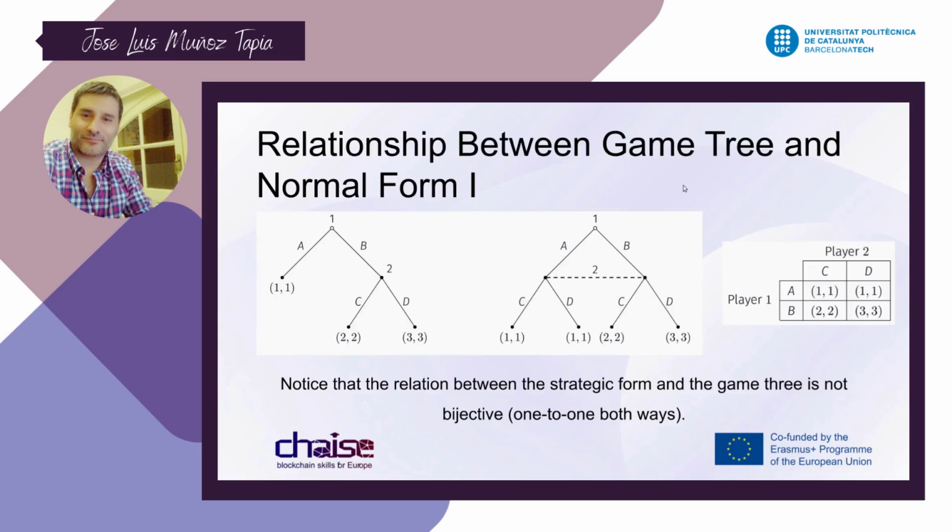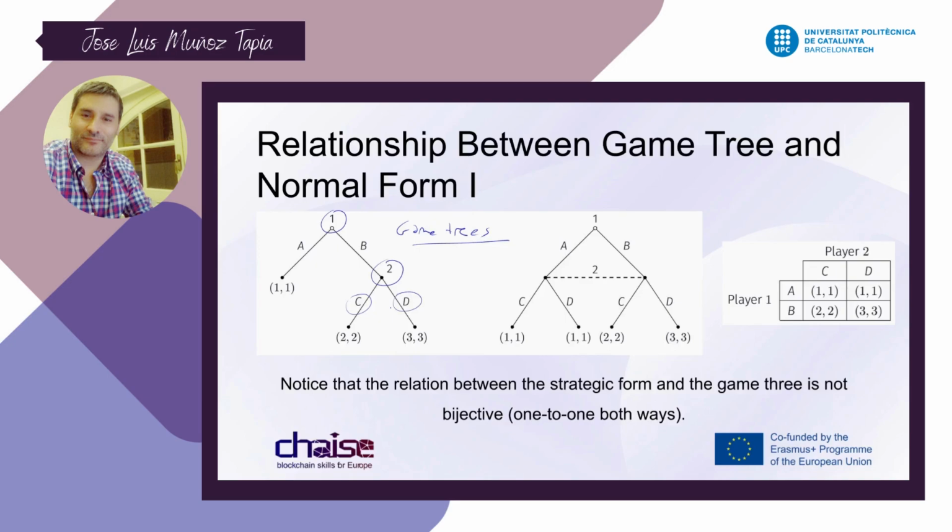As we see here, we have two game trees, and they're different, okay? Because in the game tree on the left, we have one player, player 1, and player 1 can play A or B, and then player 2, knowing this information, can play C or D.